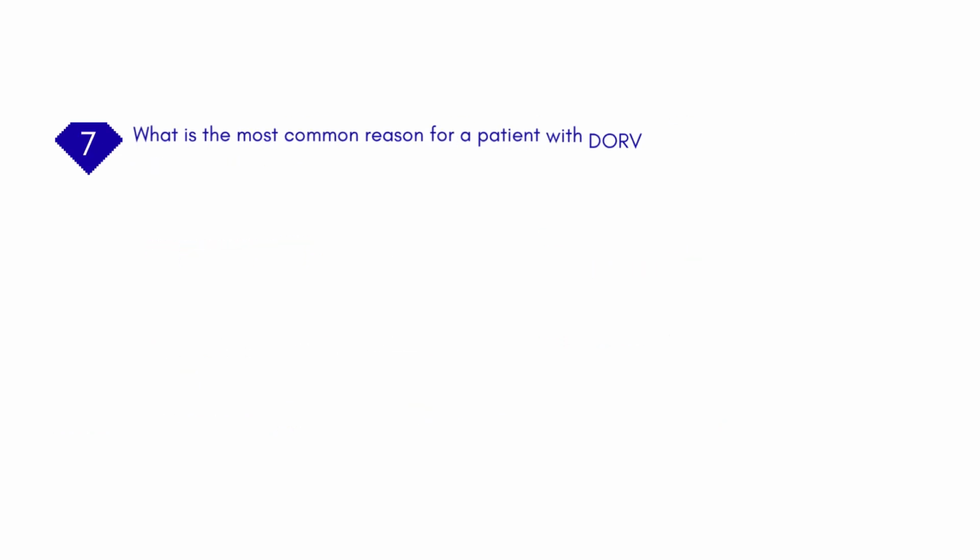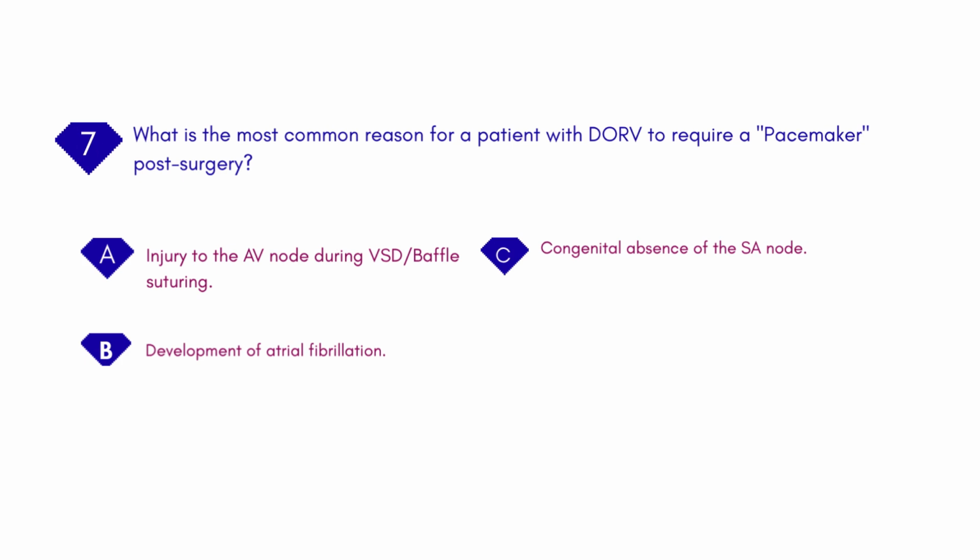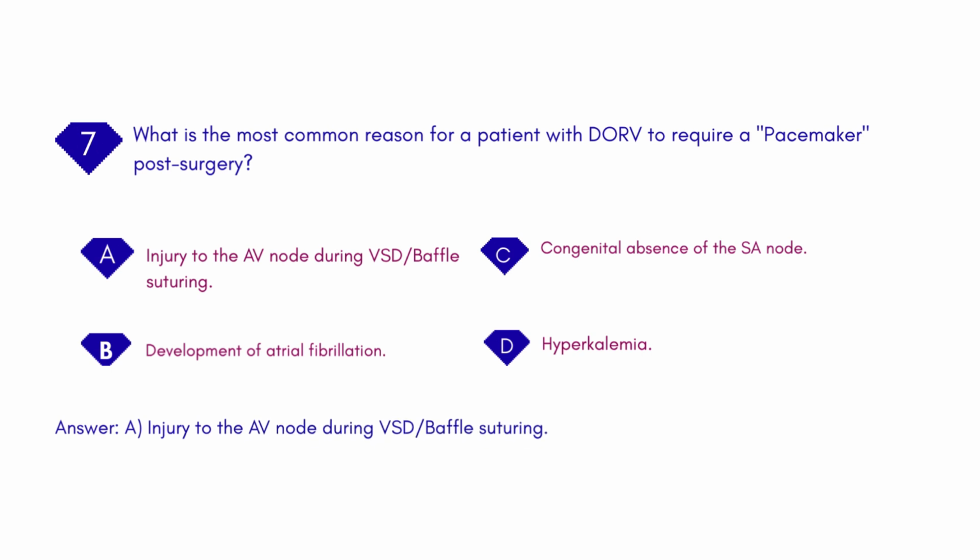What is the most common reason for a patient with DORV to require a pacemaker post-surgery? A. Injury to the AV node during VSD/baffle suturing. B. Development of atrial fibrillation. C. Congenital absence of the SA node. D. Hyperkalemia. Answer: A. Injury to the AV node during VSD/baffle suturing.